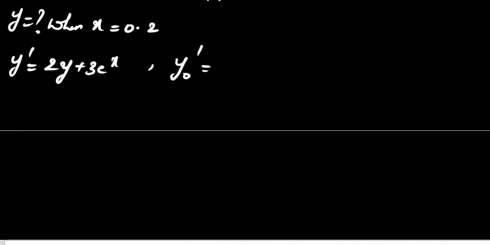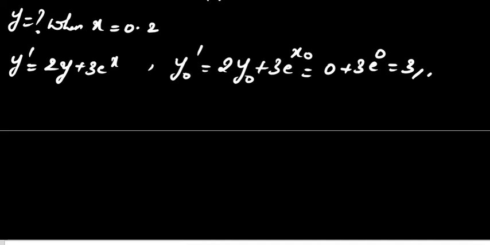That means y and x have to be expressed with the initial condition, that is 2y naught, because we are finding y naught dash. y will be converted to y naught, and x will also be expressed in terms of x naught. Initial condition is given: y naught is 0 and x naught is 0. So when I substitute, the first term becomes 0, the second term is 3 into e power 0, and e power 0 is 1, which gives 3. So y naught dash is equal to 3.